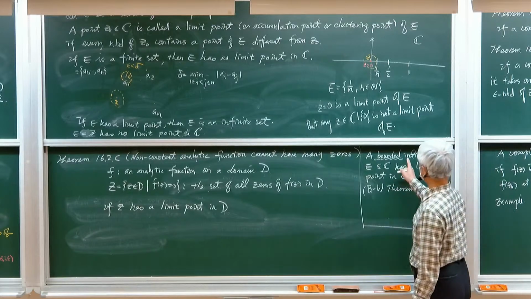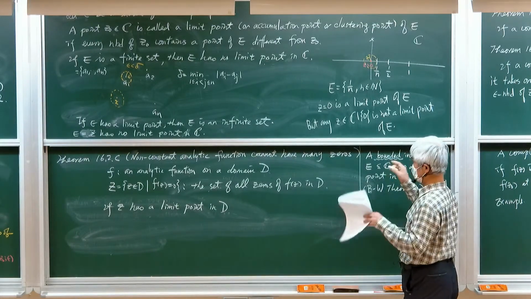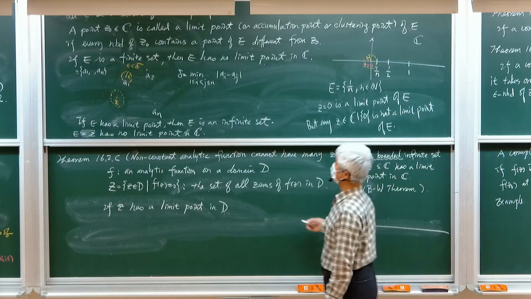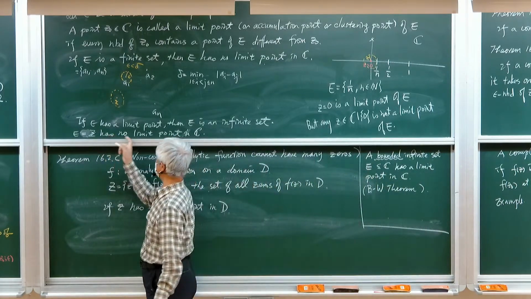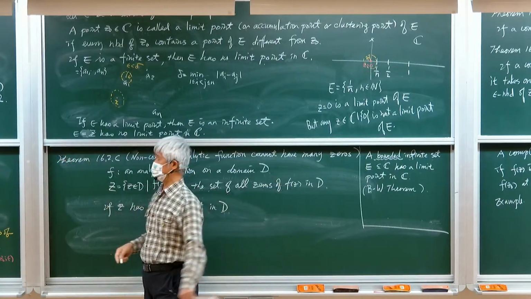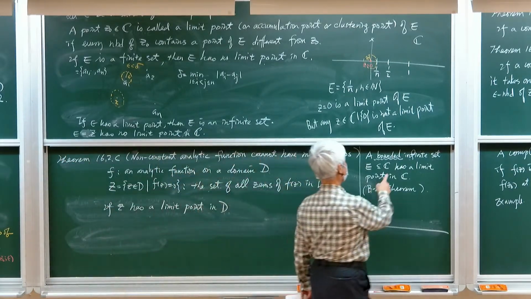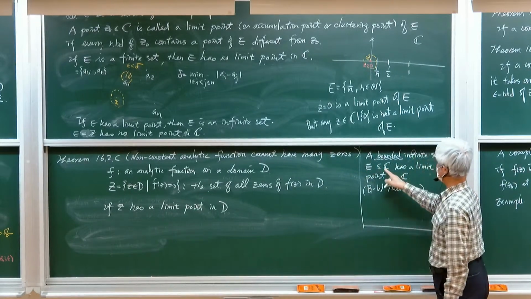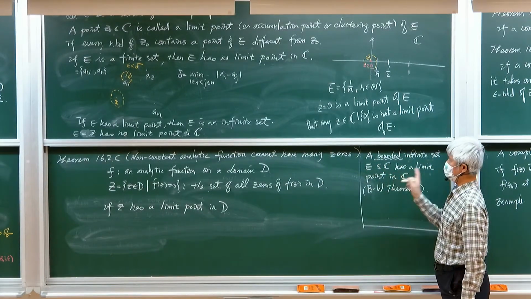All right. So if we have an infinite set that is also bounded, right? So why does this set have no limit point? Because this set is unbounded. But if we have a bounded infinite set, then this set has a limit point here.